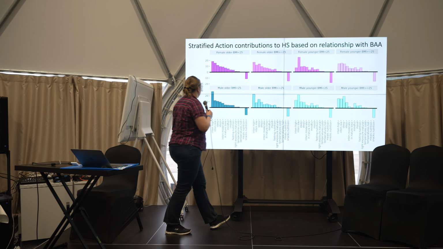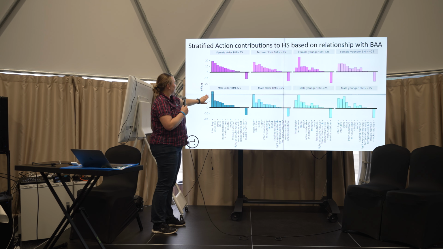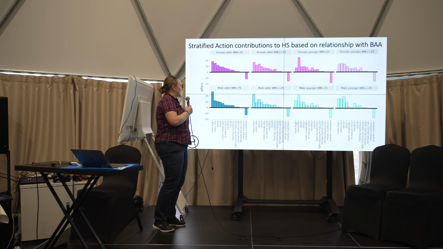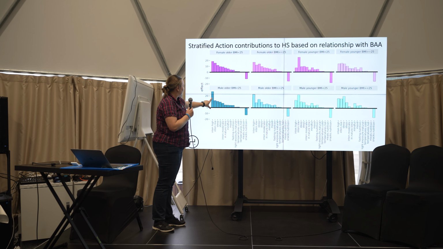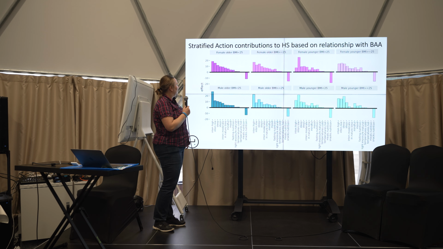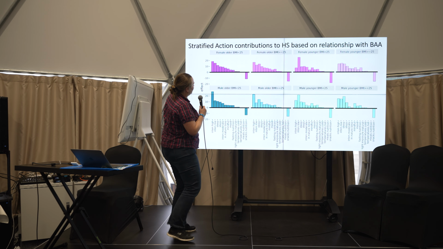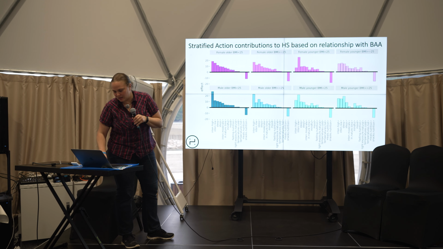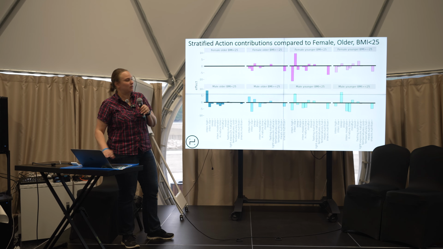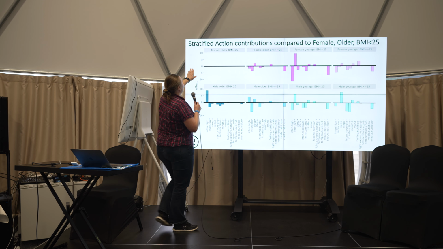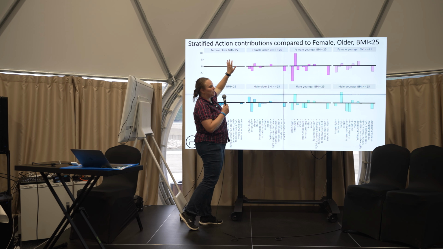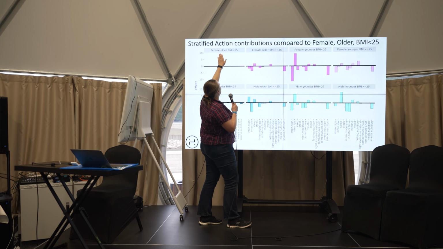In the same way, if you look, for example, at males that are older than 34 and have BMI less than 25, intensity high is more important than it is, for example, for a female. And perhaps the easier way to see this is if we just take one of the groups as a reference. So I just took this as a reference, female, older, BMI less than 25, to see how different everyone else is.